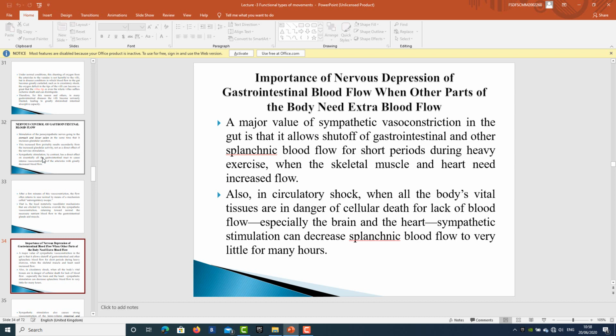Importance of nervous depression of gastrointestinal blood flow when other parts of the body need extra blood flow. A major value of sympathetic vasoconstriction in the gut is that it allows shut-off of the gastrointestinal and other splanchnic blood flow for short periods during heavy exercise, when the skeletal muscle and heart need increased flow. Also in circulatory shock, when all the body's vital tissues are in danger of cellular death for lack of blood flow, especially the brain and the heart, sympathetic stimulation can decrease blood flow to very little for many hours.